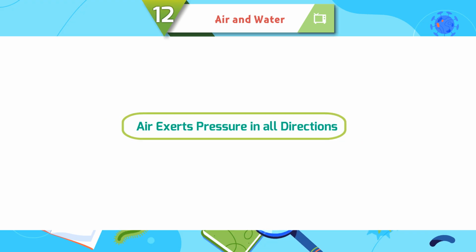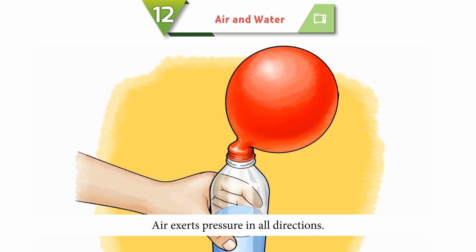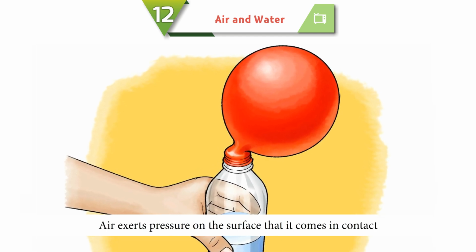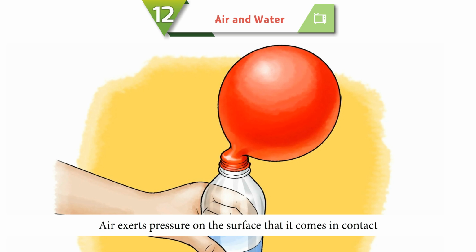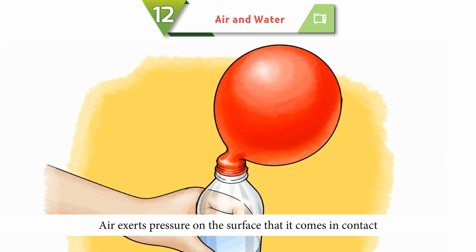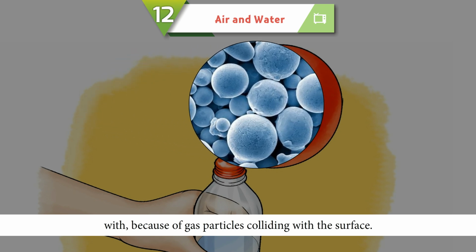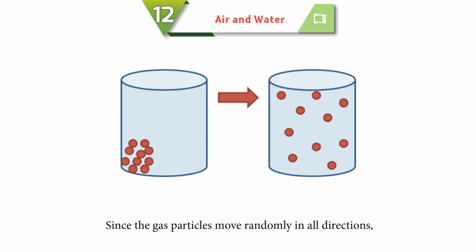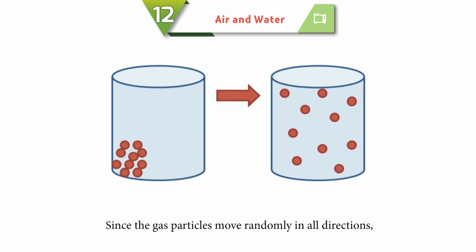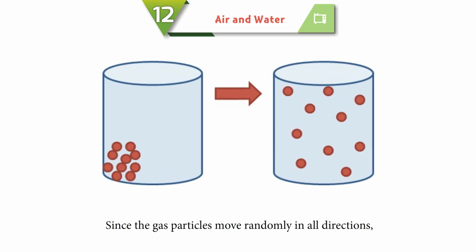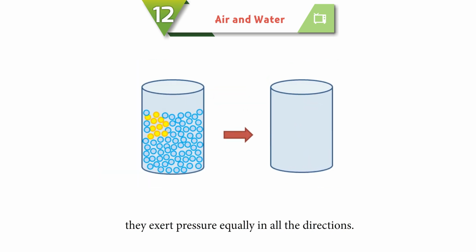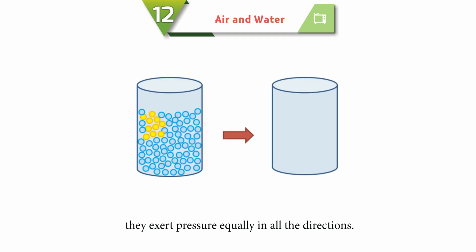Air exerts pressure in all directions. Air exerts pressure on the surface that it comes in contact with because of gas particles colliding with the surface. Since the gas particles move randomly in all directions, they exert pressure equally in all the directions.